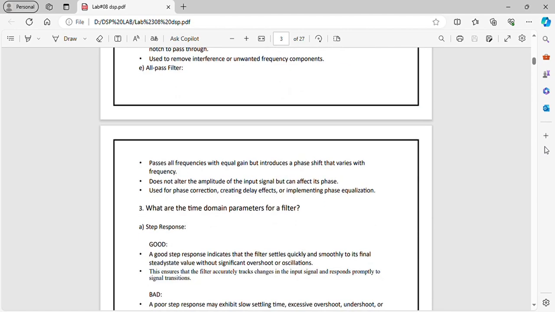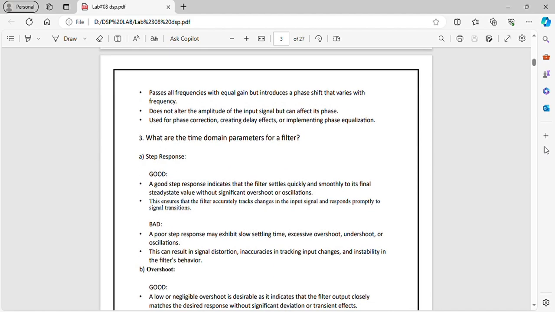And the last type is the all pass filter. It passes all frequencies with equal gain but introduces a phase shift that varies with frequency. It does not alter the amplitude of the input signal but affects its phase, and is used for phase correction, creating delay effects, or implementing phase equalization. What are the time domain parameters for a filter?